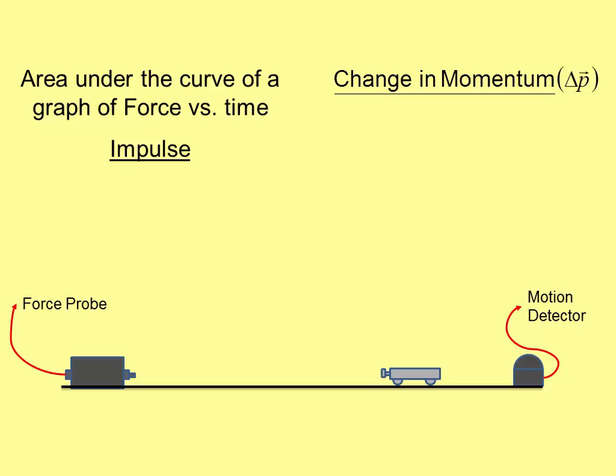Now, how are we going to calculate a change in momentum? Well, as with all quantities, you find its change by taking the final minus the initial of each. Final minus initial momentum. Each momentum is, of course, a mass times a velocity.